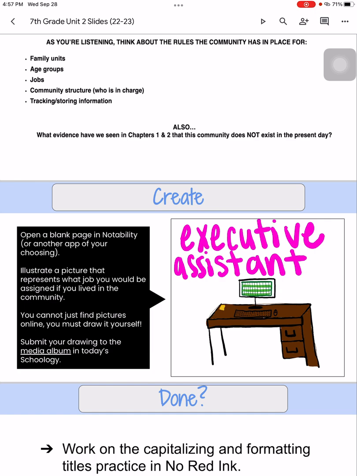So for example, I think that I would be a great executive assistant, just being able to schedule things for people and be organized and keep track of everything. And so I drew a picture of that. When you are done drawing your picture, you are going to submit your drawing to the media album in today's Schoology.